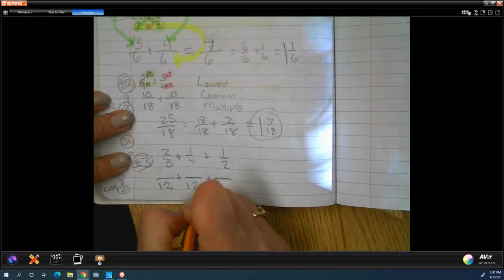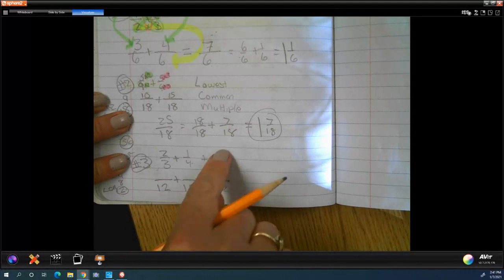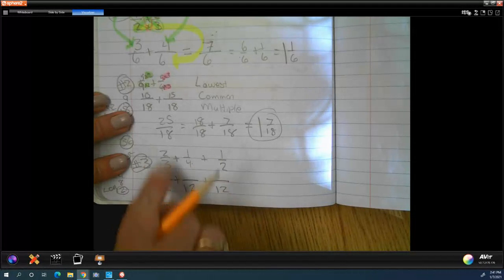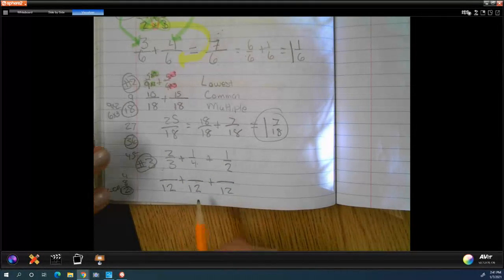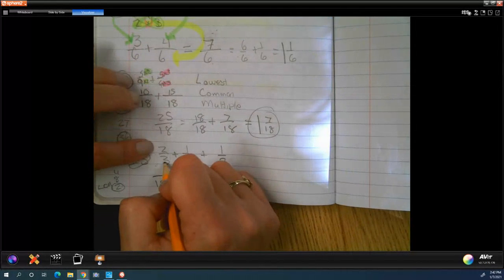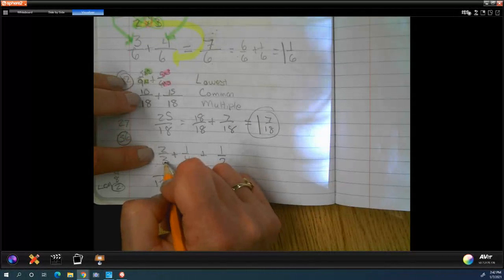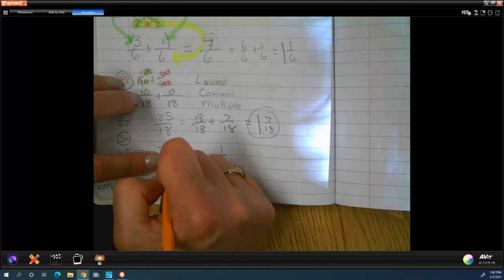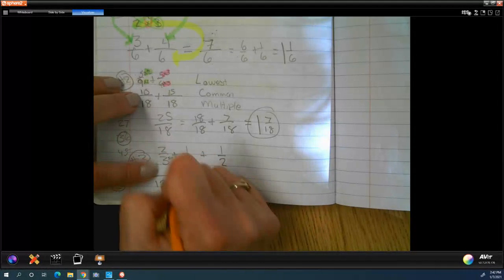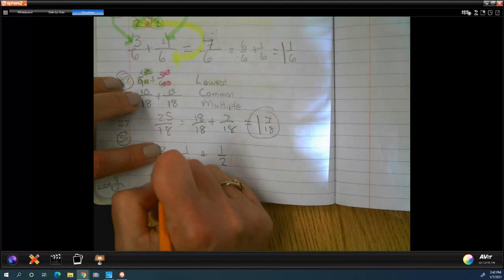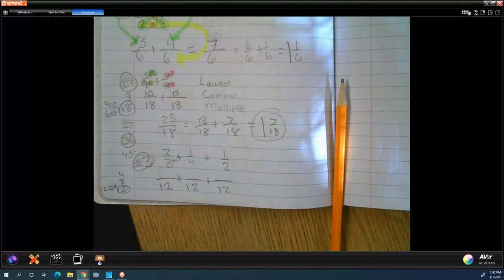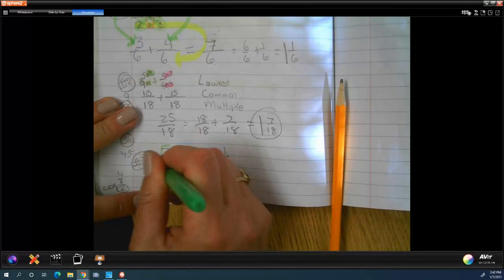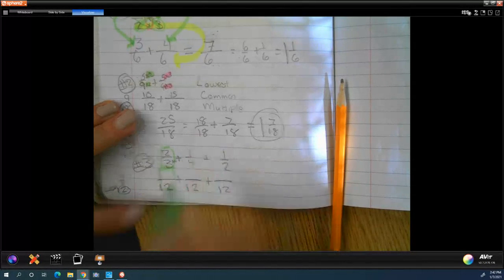That means I can make equivalent fractions. I can make fractions that are equal to 1/2, 1/4, and 2/3. Equivalent fractions that are all in 12ths. So let's make an equivalent fraction for my 2/3. Well, I have to multiply a 3 by 4 in order to get 12. So whatever I do to this, see, all I'm doing right here is this fraction is turning into this fraction right here.